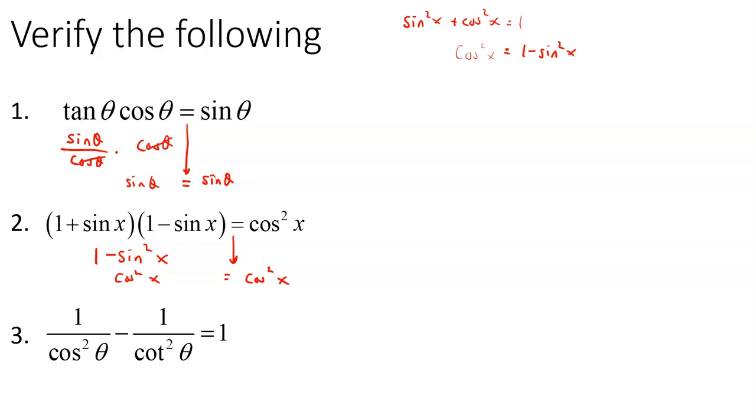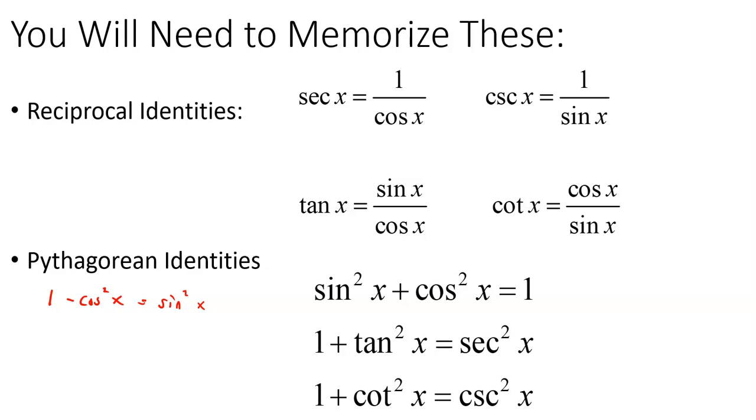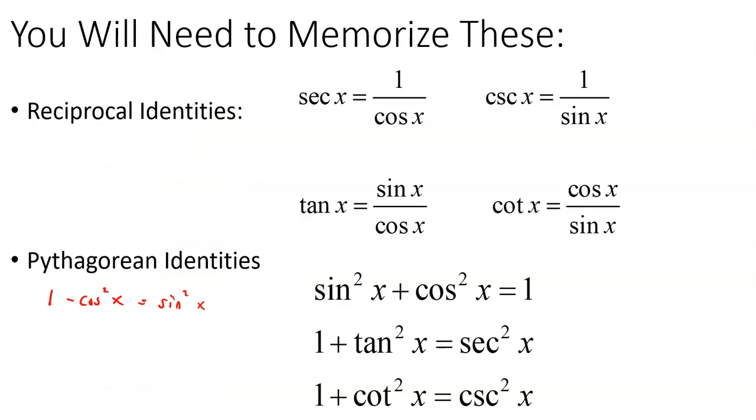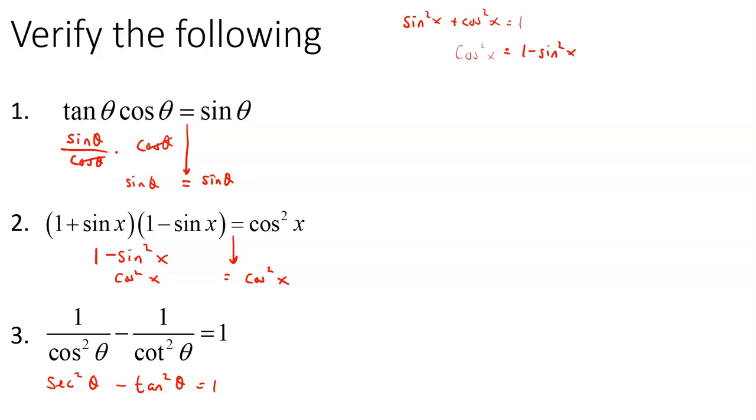I got a 1 over cosine squared and a 1 over cotan squared. Well, maybe there's a nicer way to write these reciprocal functions. So 1 over cosine squared is secant squared. And 1 over cotan squared, that's the reciprocal of cotan, which is tan. Now, if you go back to my identities, one of the identities was 1 plus cotan squared equals cosecant squared. And the other one was 1 plus tan squared equals secant squared.